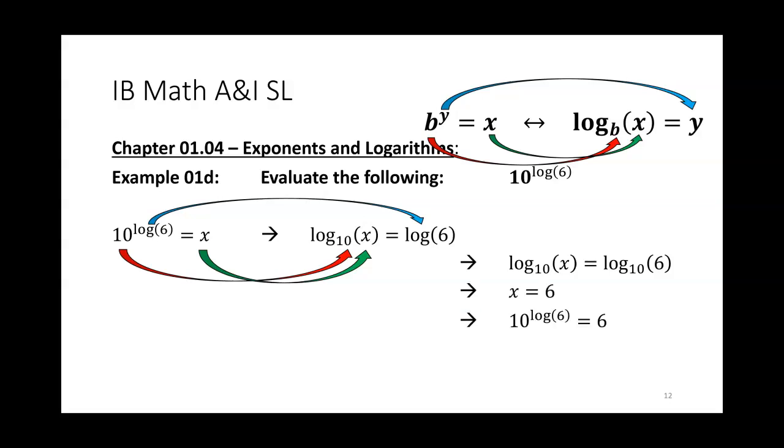So we're done. Or you could think about it as, again, exponent base 10 cancels log base 10, and we're left with just the 6. That's fine as well. Equivalent to what you're doing. All right.